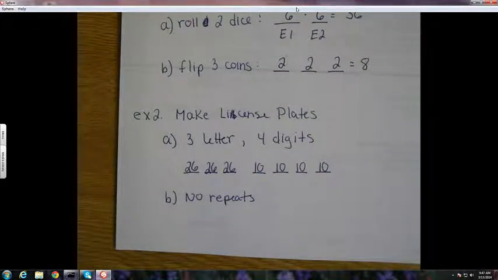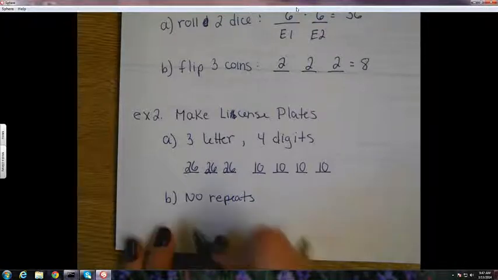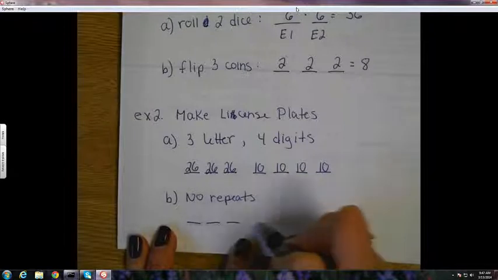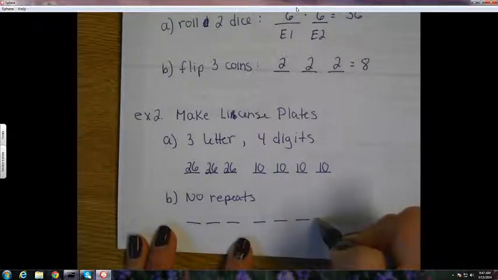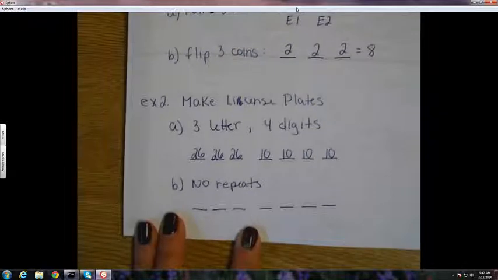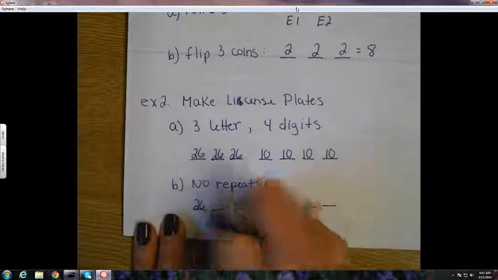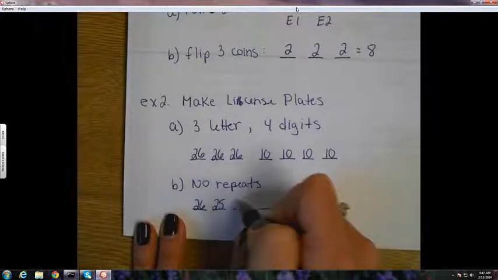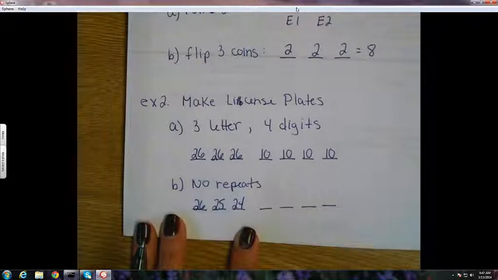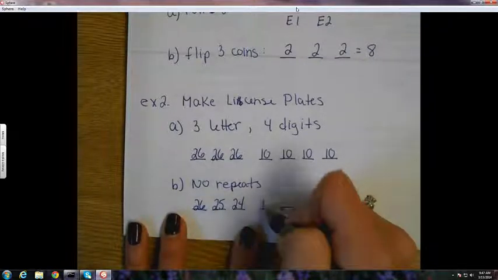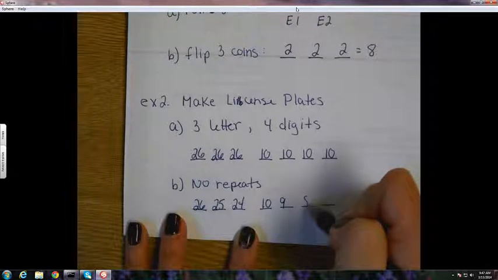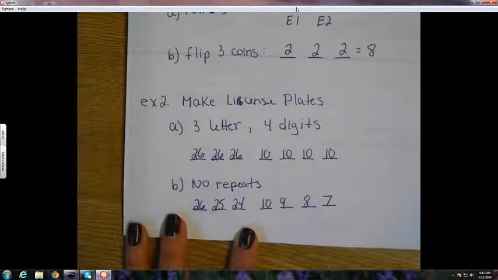Okay, if I'm not allowed to repeat any letters or digits, that'll shorten my sentence time a little bit. So what do I got for my first event? 26 options. My second event? 25, 24, 10, 9, 8, 7, 6.